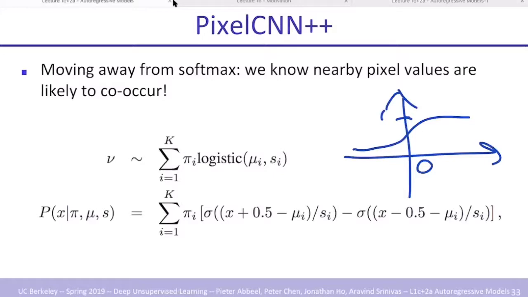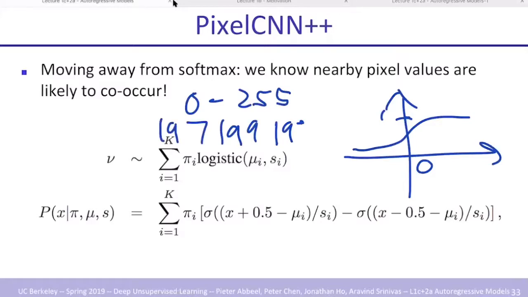There are a few reasons why this is good instead of your softmax. One reason is computational efficiency. The second reason is that with softmax, because you're using values from 0 to 255, you don't have any notion that pixel 199 and 197, or 198, and 201, for example, are quite similar compared to, let's say, something like 100.